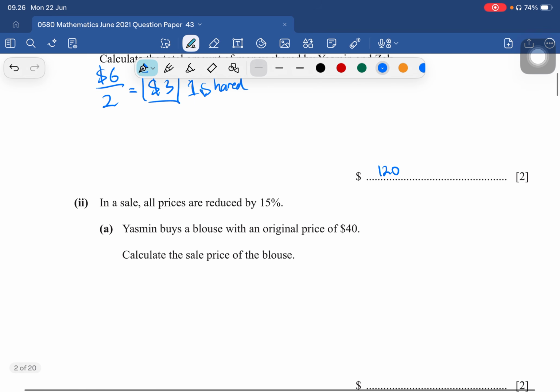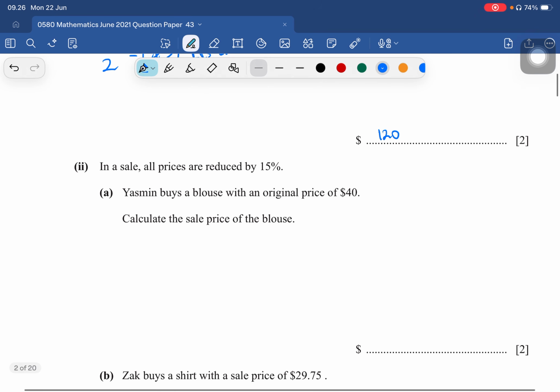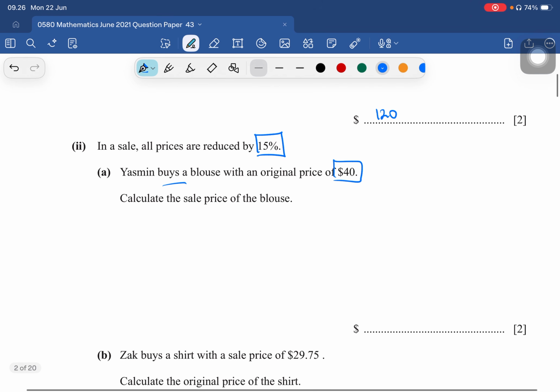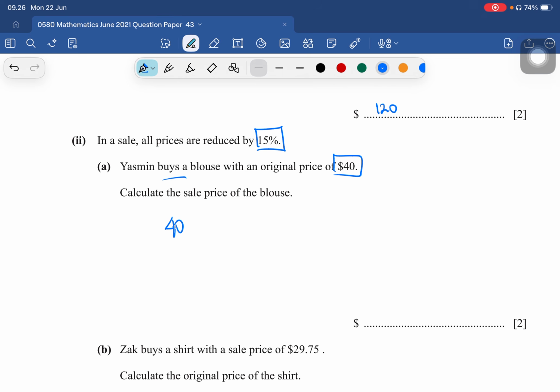Okay, in a sale, all prices are reduced by 15%. Yasmin buys a blouse with an original price of $40. Calculate the sale price. So the original price was 40. So we'll minus 15% of $40.